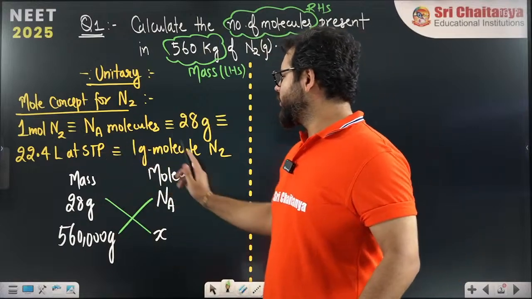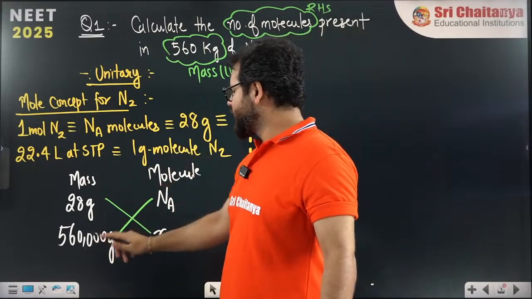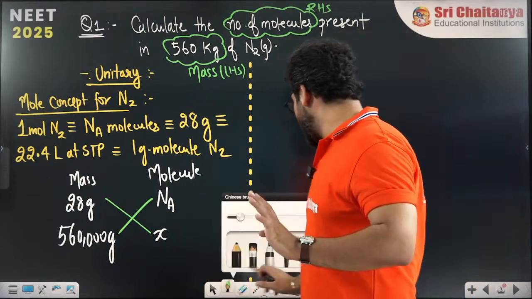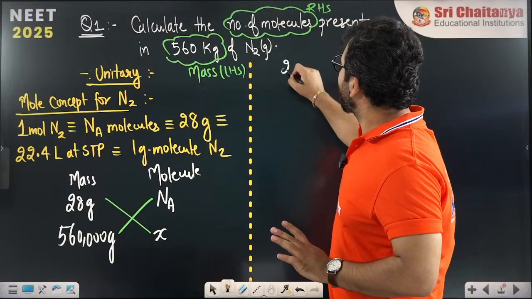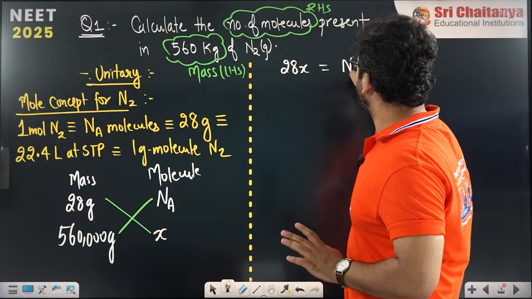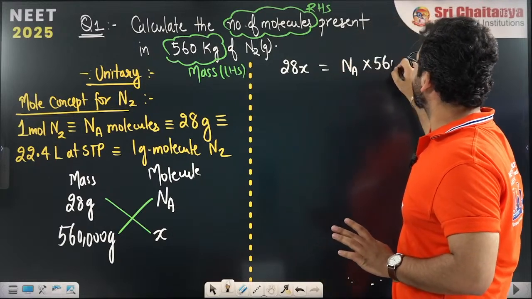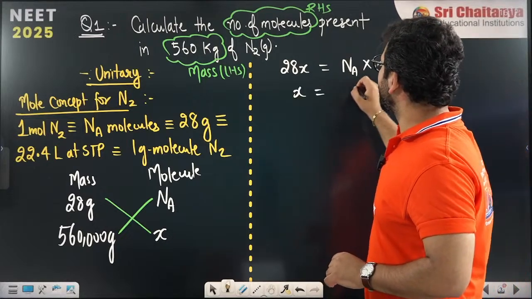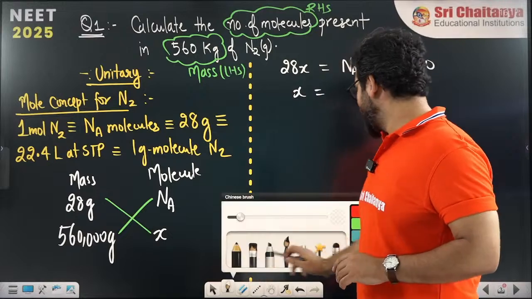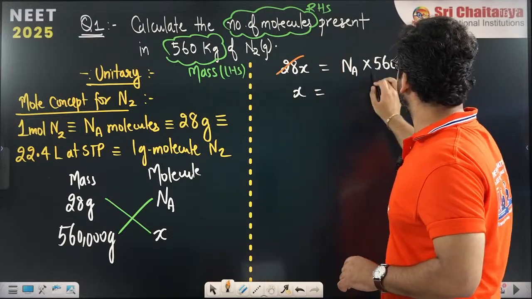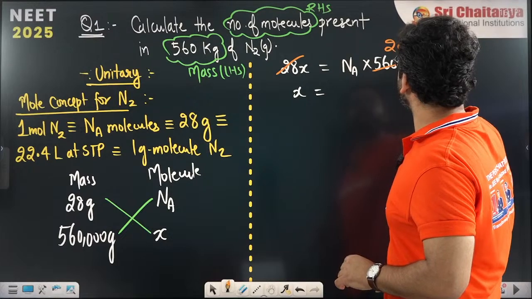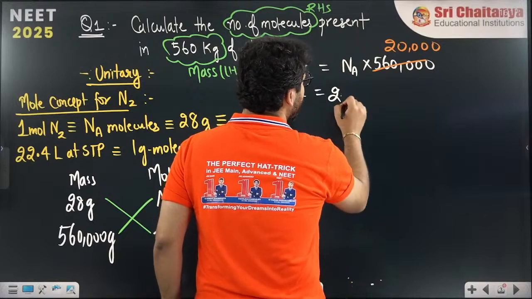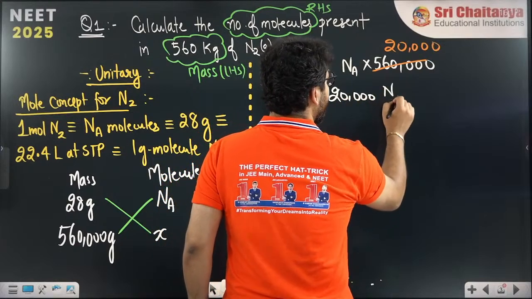When mass is 28, molecules are Na. When mass is 560,000, molecules are X. Find X by cross multiplying. Cross multiplication done. So I get 28X equal to Na times 560,000. So X comes out to be, on the table of 28, double is 56, so it is going 20,000 times. So answer is 20,000 Na.